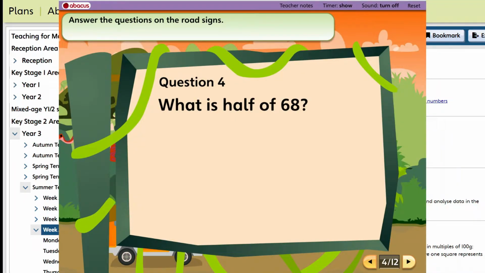Question 4. What is half of 68? Again, use your partitioning here. So partition the number into tens and units. Halve them both and then combine your answer together.